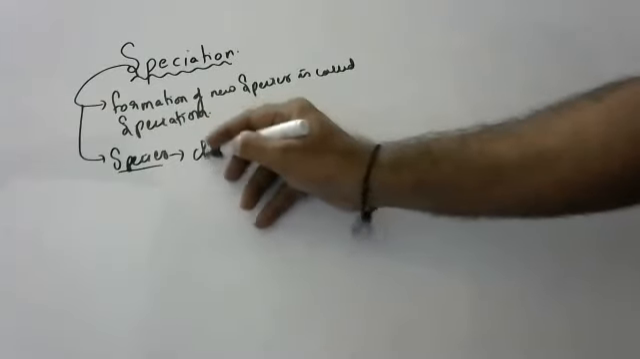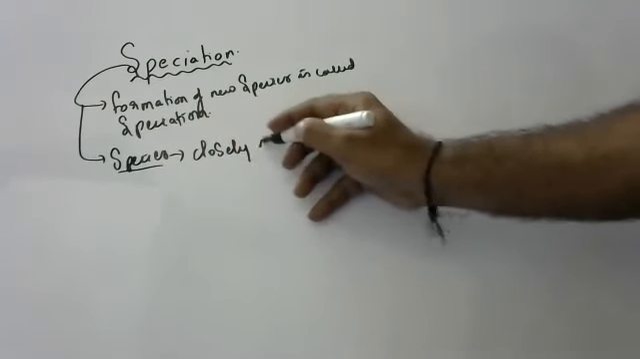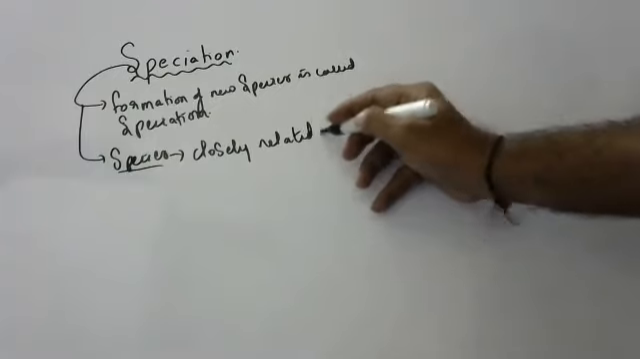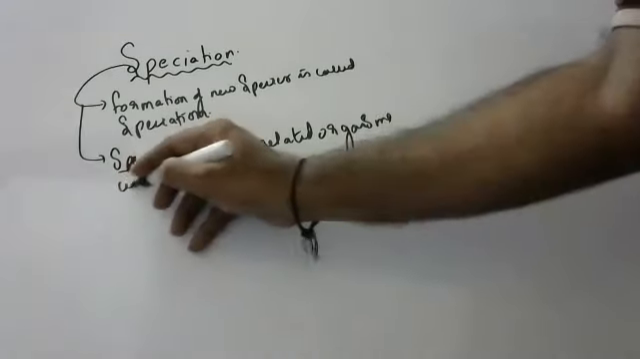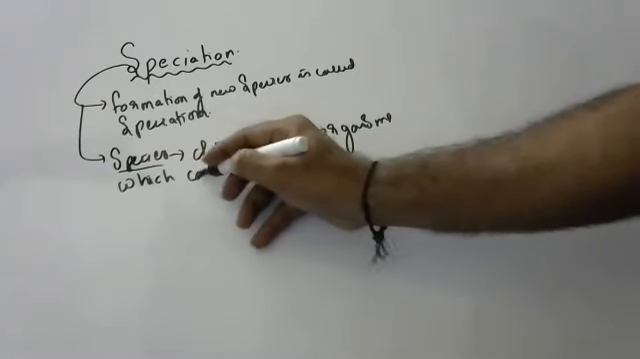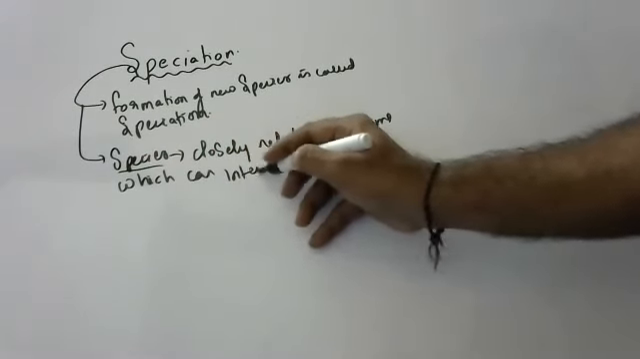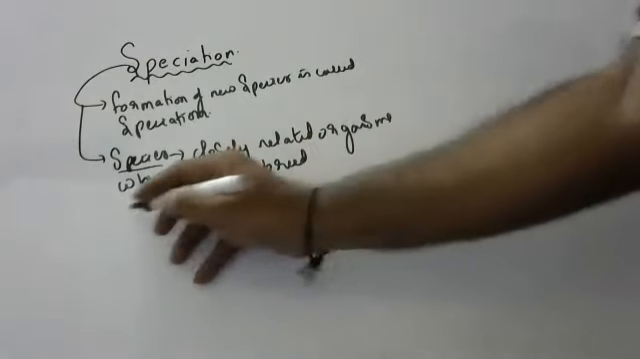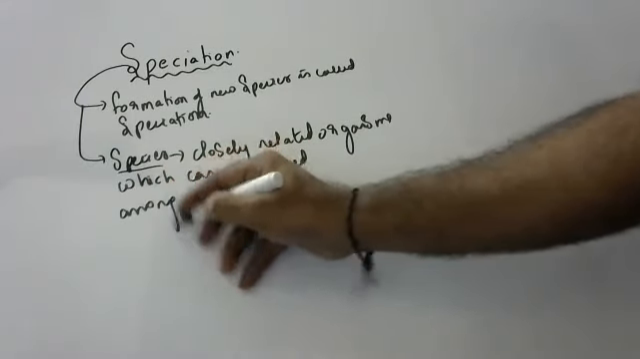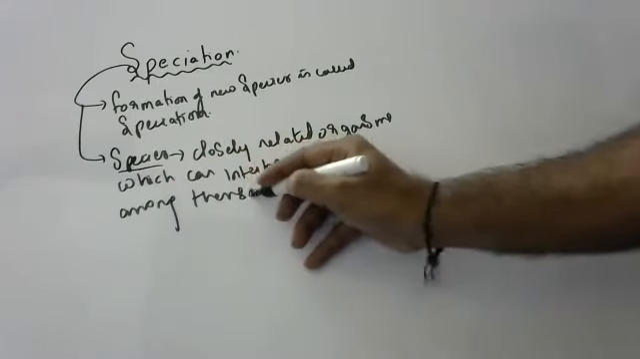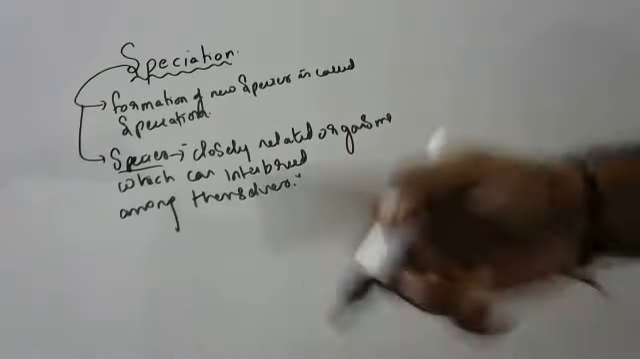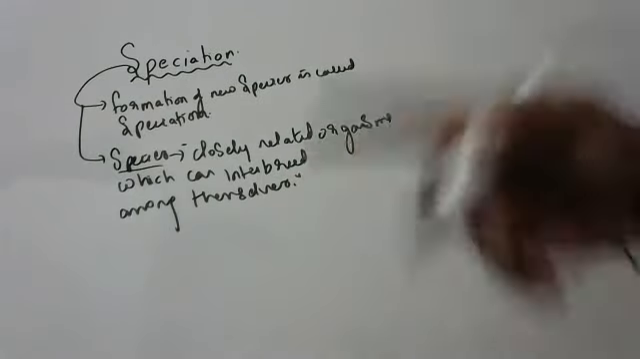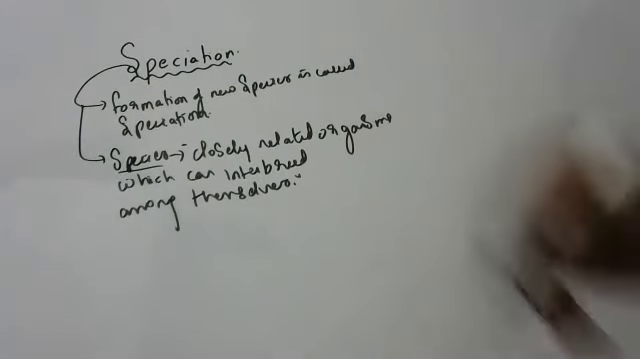Species are closely related organisms which can interbreed among themselves. Definition is compulsory, you should write like this only. Species are closely related organisms which can interbreed among themselves.